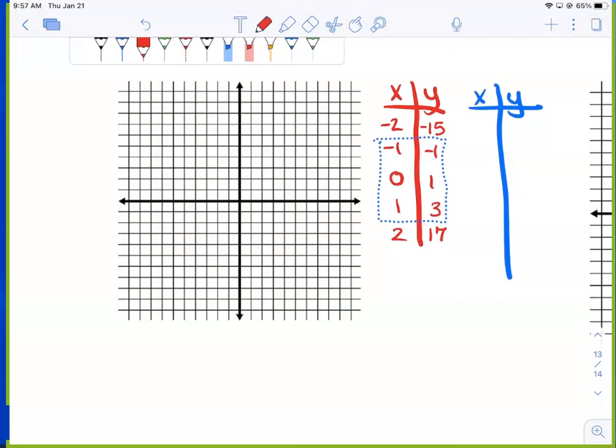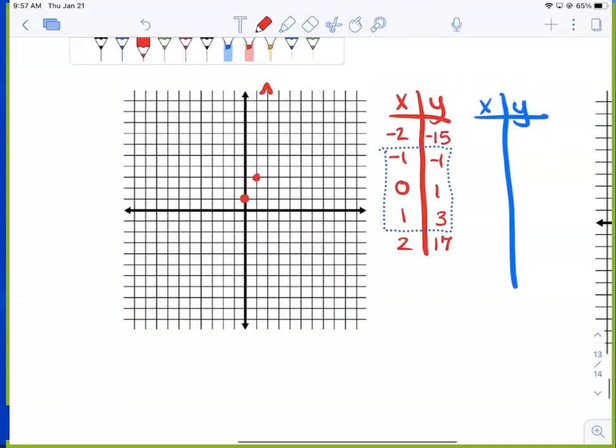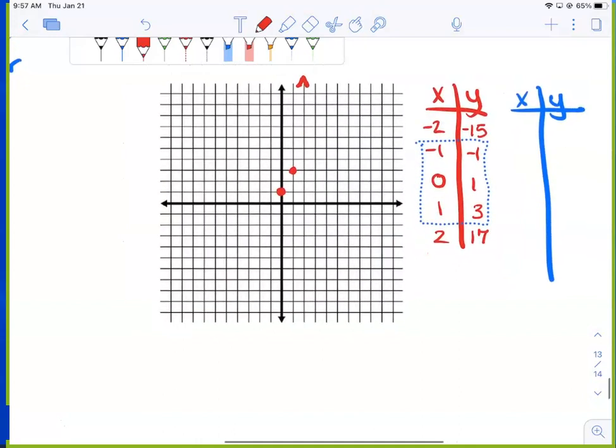So I'll start in the middle. 0's at 1, so at x equals 0, I'm up to 1. At x equals 1, I'm up to y equals 3. And then at x equals 2, I'm at y equals 17, which is off my graph, but I can put an arrow there to help me guide where I need to go. Did you graph negative 1 and negative 2? So at negative 1, I'm at negative 1. And then at negative 2, I'm already down to negative 15, so that arrow will go there.